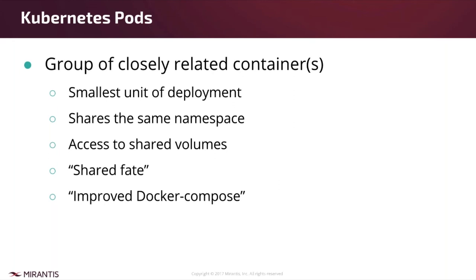Now, containers within a pod share the same namespace, like a network namespace. So they are able to trivially communicate with each other. And containers within the same pod actually share the same IP address as well as port space. And they can see each other using localhost.